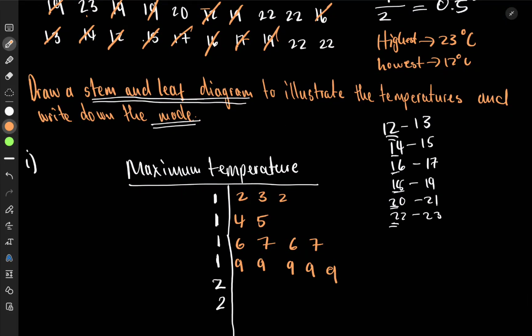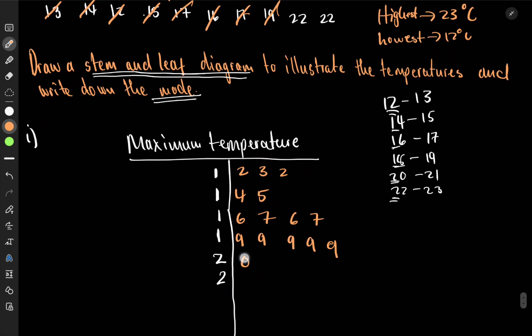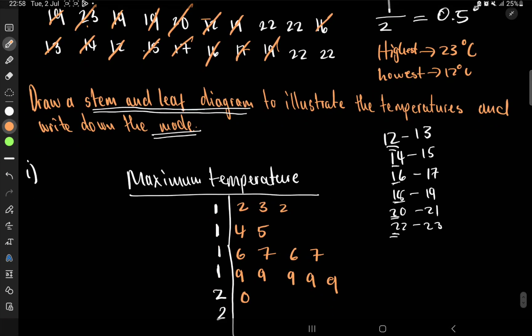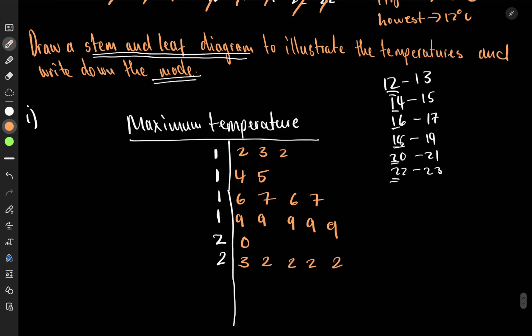Then here, 20 and 21. I go to the top, I see a 20, I put a 0. Then 21, no 21. Then the last one, 22 to 23. So here I see a 23, I put the 3. I see a 22, I put a 2. See another 22, I put a 2. See another 22, put a 2. See another 22, I put a 2.